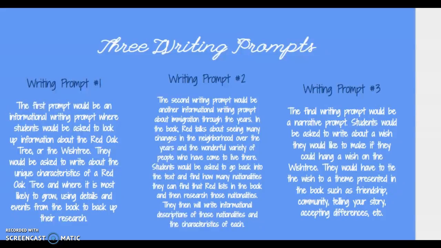The third and final writing prompt would be a narrative prompt. Students would be asked to write about a wish they would like to make if they could hang a wish on the wish tree. They would have to tie the wish to a theme presented in the book, such as friendship, community, telling your story, or accepting differences.